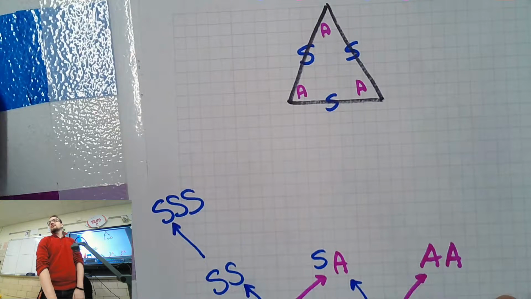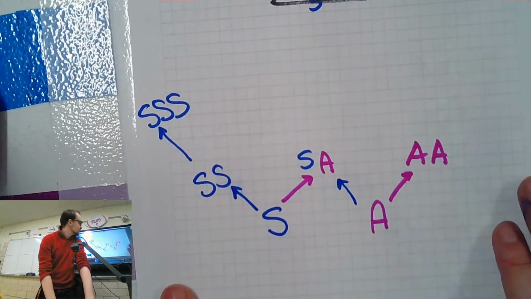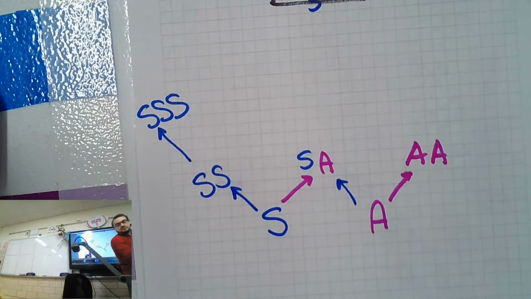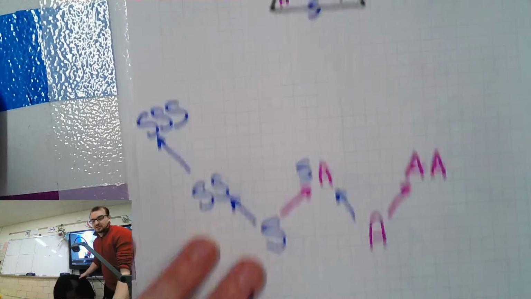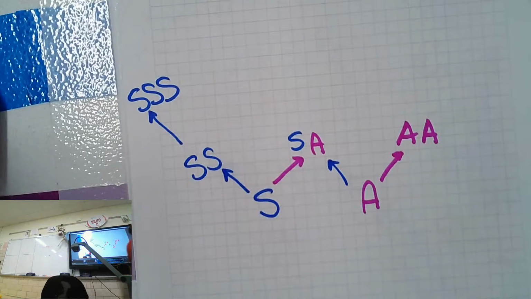Three angles, three sides. Okay. S stands for side, A stands for angle. There we go.